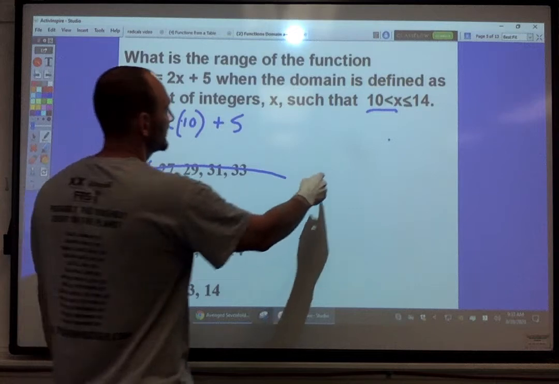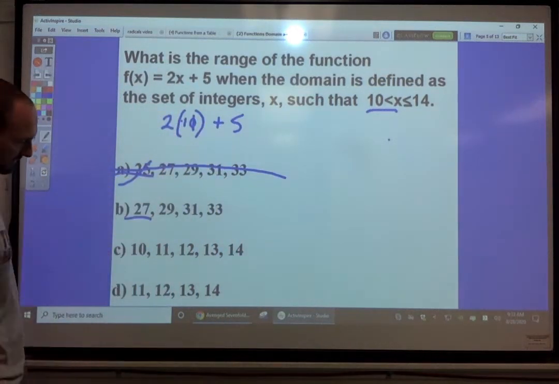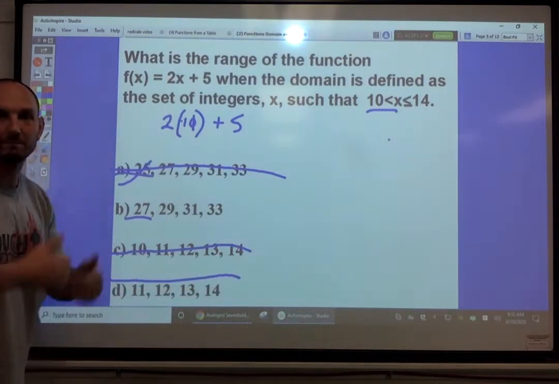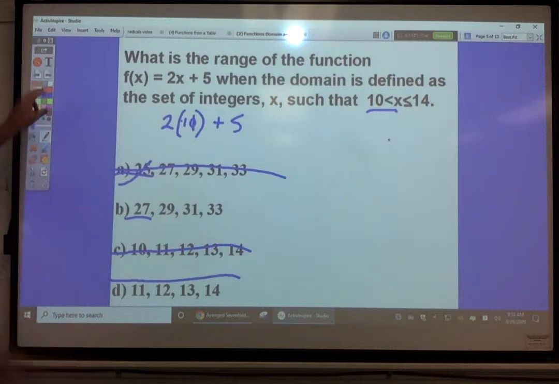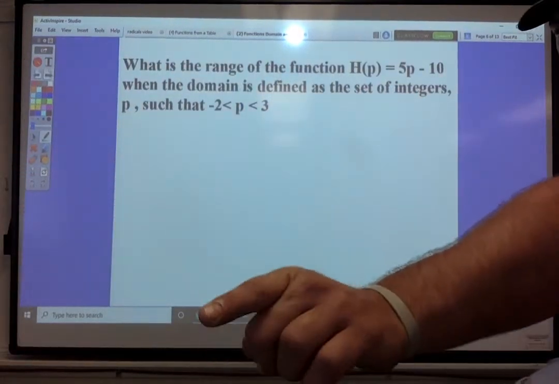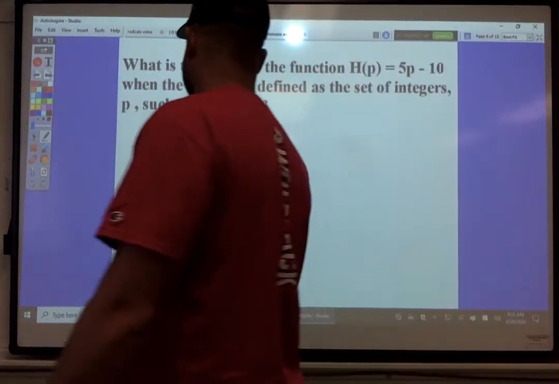So I'm going to start with 11. Change that to 11. 22 plus 5 is 27. Oh, none of those have that. Done. One more. It's not as tricky. Or is it? Give it a try. Pause. All right, do yours. All right, I think that was enough time.